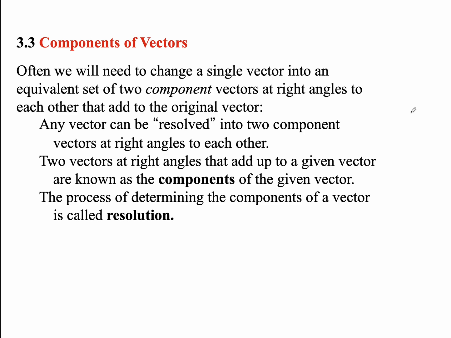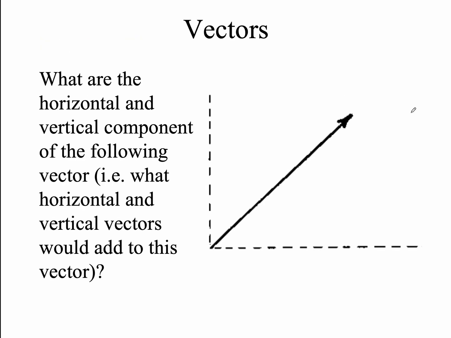We also sometimes have to work backwards. You have to take a single vector and break it into two component vectors at right angles that would add to that original vector. This is called resolving a vector into its components. And we'll take a look at it here with some examples.